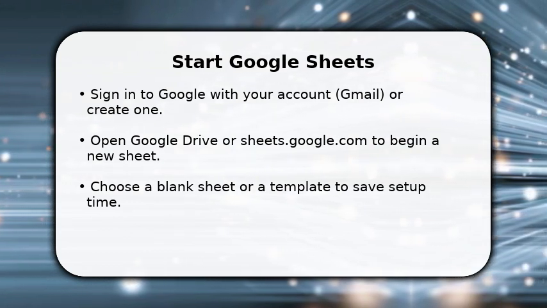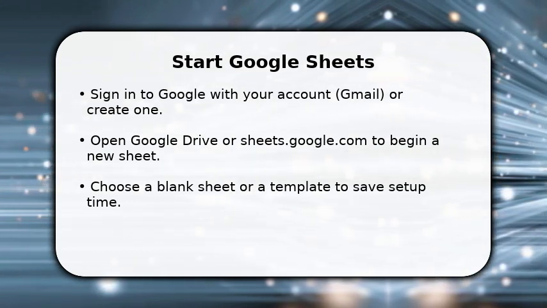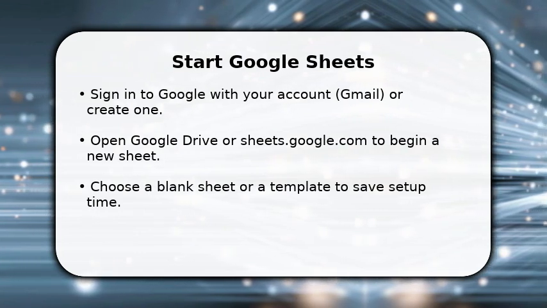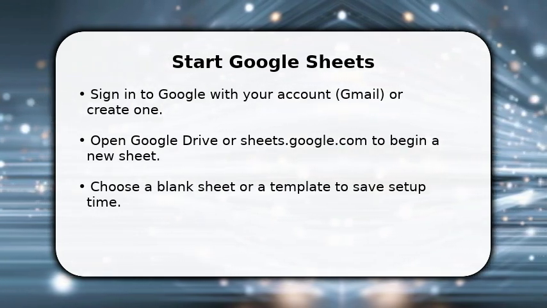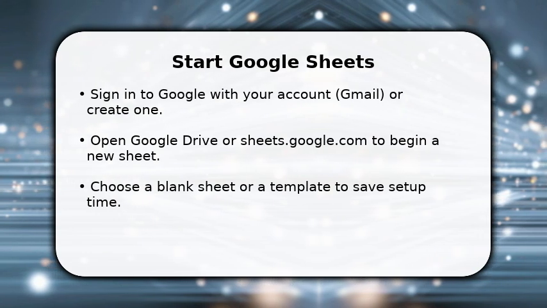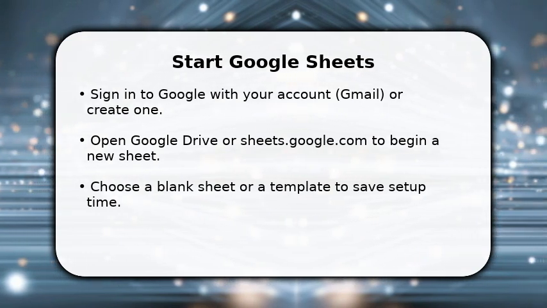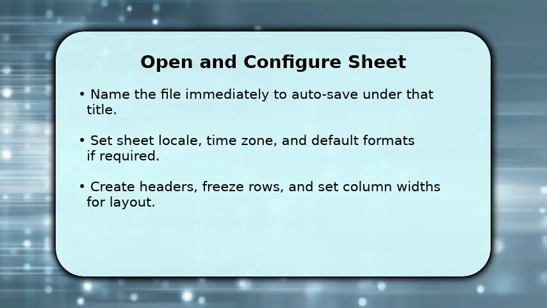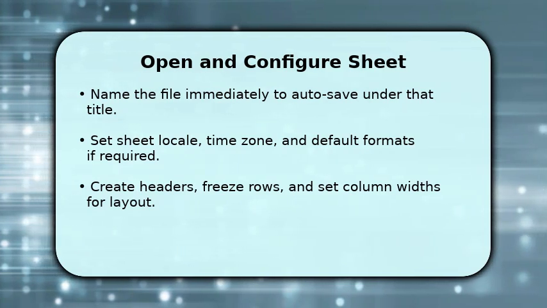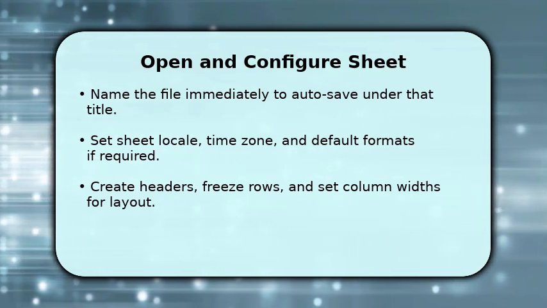If you plan to collaborate, set sharing settings now so permissions are correct. These first actions establish the file location and access, which prevents lost work and keeps your sheet organized from the start. Once the sheet is open, rename it at the top so autosave uses that title and you can find it later.